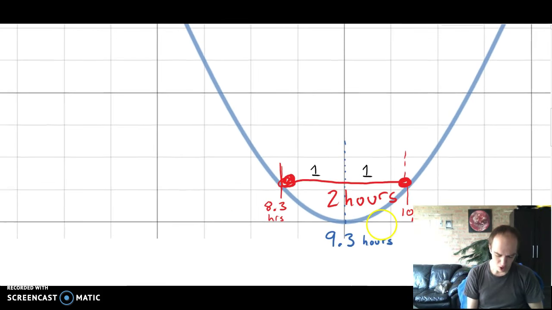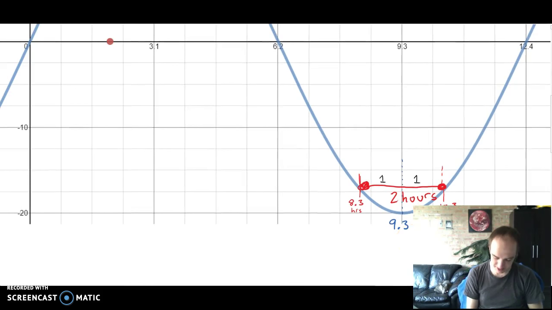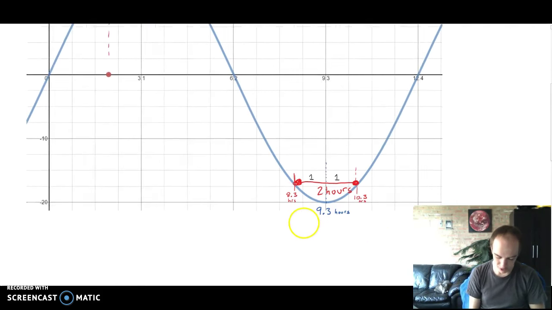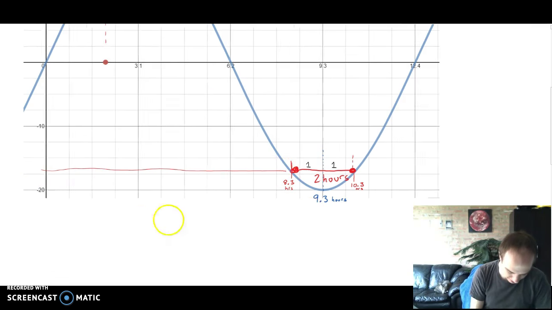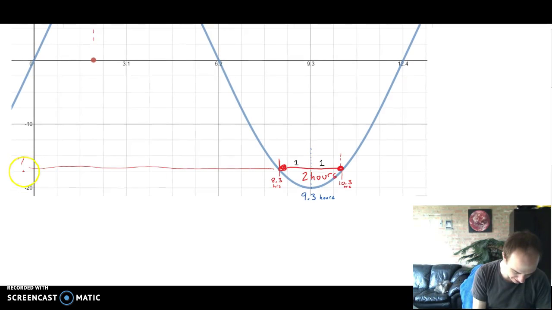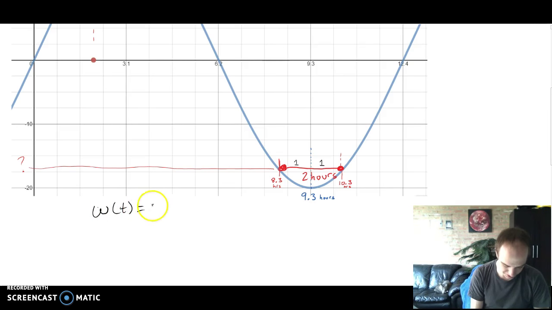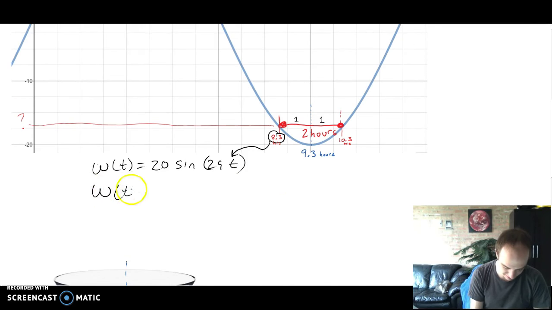So all this problem is really asking us is, at 10.3 hours, or 8.3 hours, the water level should be the same, and it's going to ask us, what is that water level? Well, at that time, we need to find out where that is. The good news is we have a function that can do it for us. Remember, the original graph was w of t equals 20 sine of 29 t. Well, we know t. That's 8.3. So we can plug in 8.3 for t. And we'll get that W of t is 20 sine of 29 times 8.3.